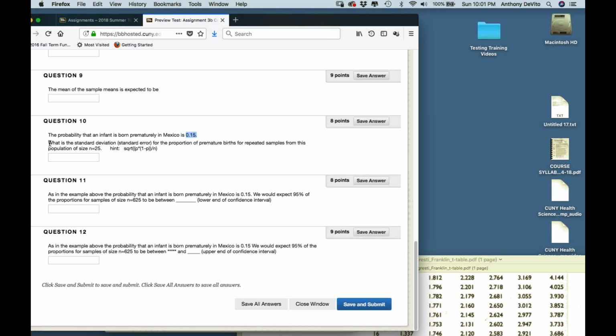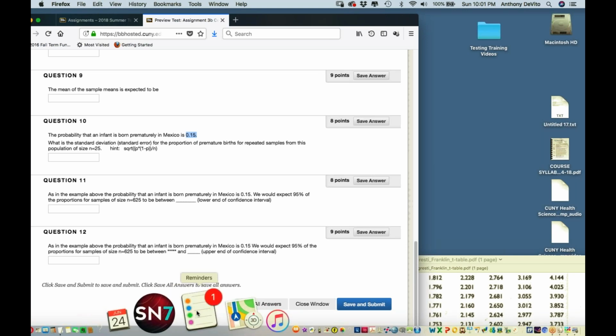But now you want to know the variability of those repeated samples. The 0.16, 0.14, 0.21, 0.14, and so on. What's the standard error, the standard deviation of those repeated samples? Well, that's equal to the square root of p, which is 0.15, times 1 minus p, which is 0.85, over n, the 25. You work all of that out and then take the square root of it. The real trick here is being careful to work that out in the right order before you actually do the calculation.